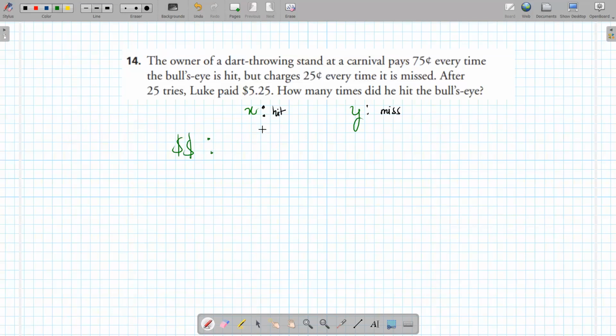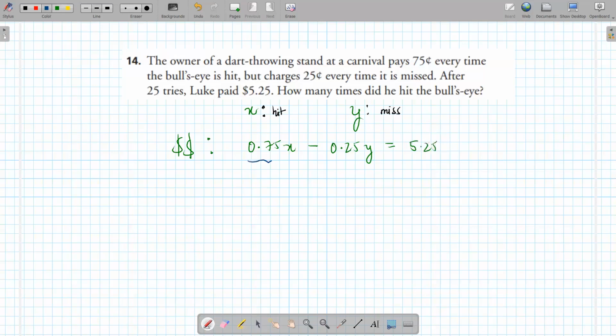So 75 cents is hit, so you get 0.75x, okay? This is the money made if you hit, minus 0.25y. Now, why is this minus? Because you lose money if you miss, okay? And this equals the money that he paid, which is 5.25.